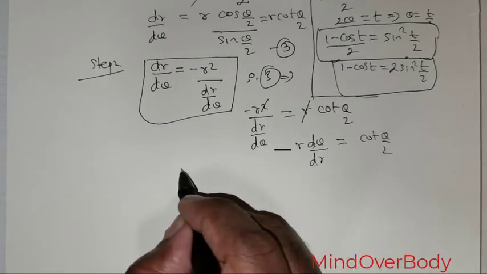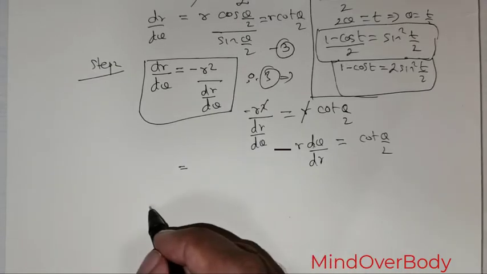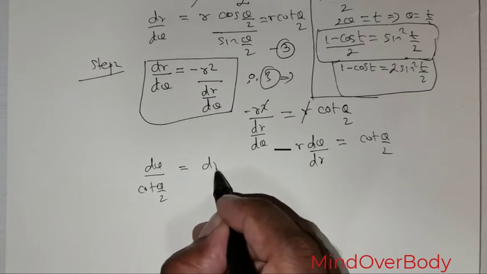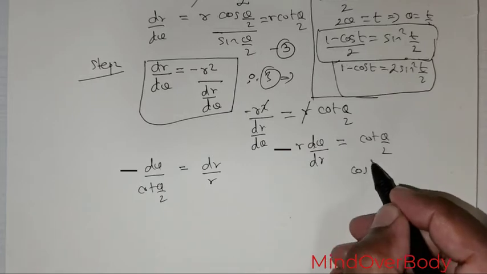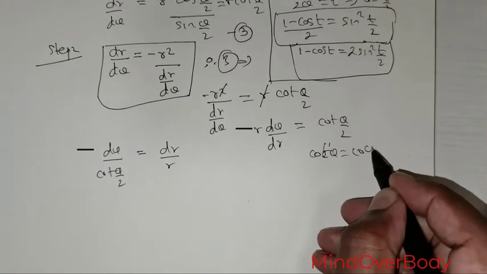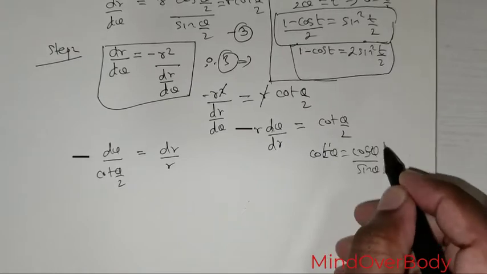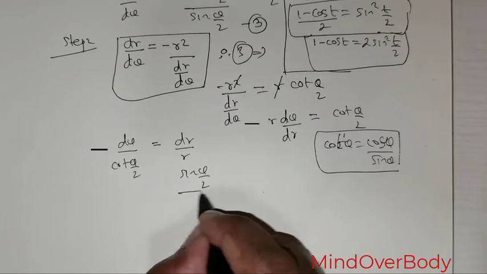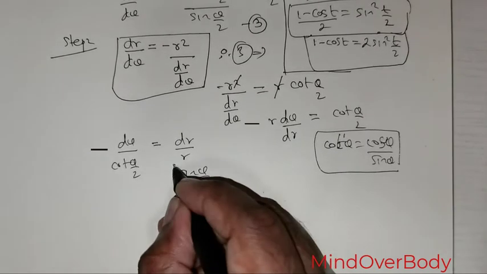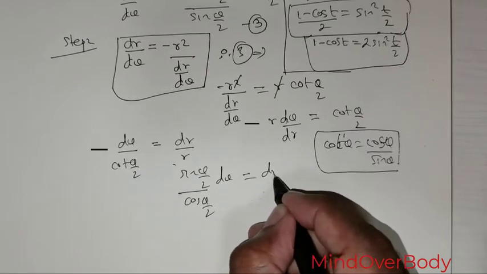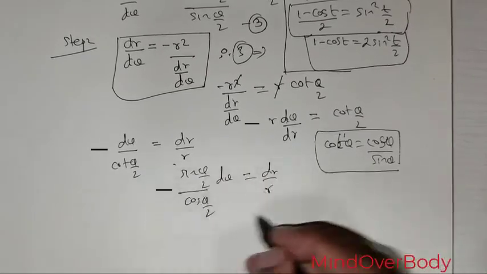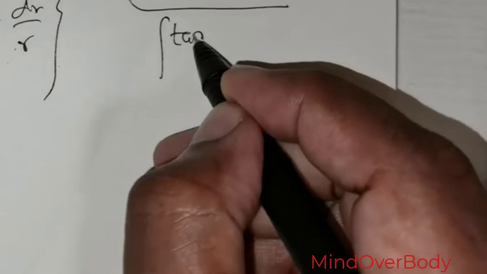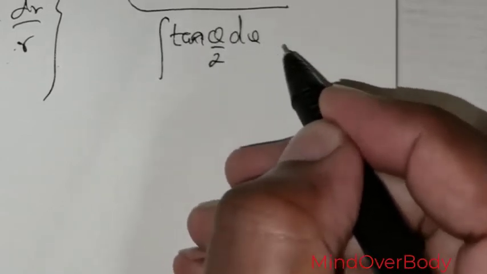Now I can push this down and perform variable separable. So this is going to be d theta over cot of theta over 2 and dr over r. Now cot theta is nothing but cos theta over sin theta. So if I were to flip this, this is going to give me sin theta over 2 divided by cos theta over 2 times d theta is equal to dr over r. So what is this? This is nothing but my integral tan theta over 2 times d theta.